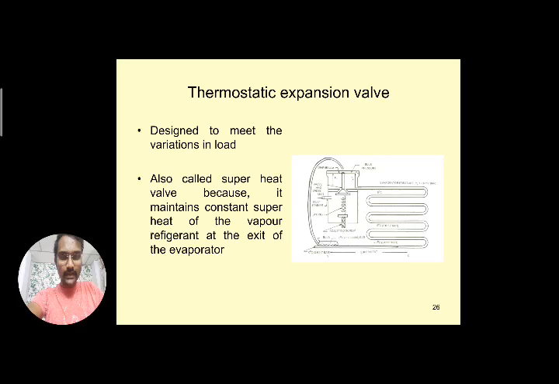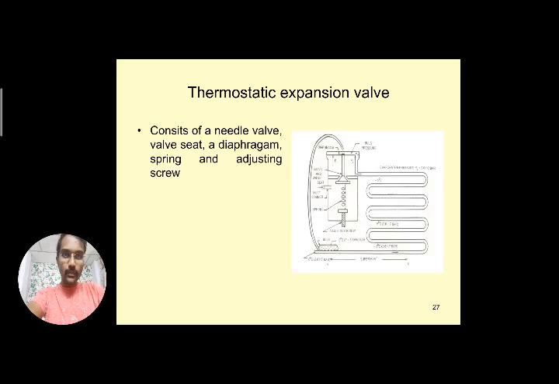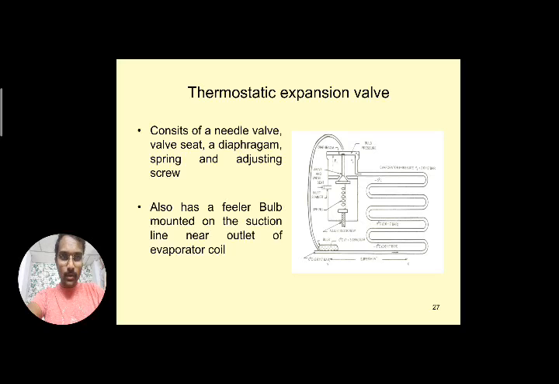There are three pressures we are going to discuss here. It consists of a needle valve, a valve seat, a diaphragm, a spring, and an adjusting screw, as you can observe in the diagram. At the bottom, as I have told, there is a feeler bulb. It's mounted on the suction line, which is in between the evaporator and the compressor. With the pipeline, you can take it as the suction line. At the outlet of the evaporator coil, a feeler bulb is placed.